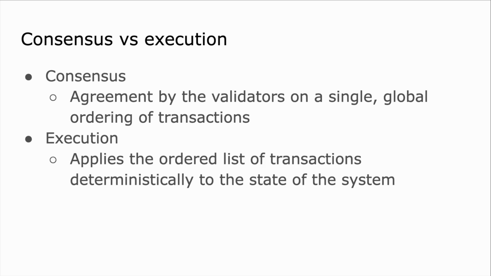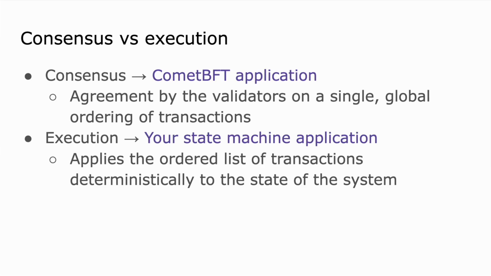And then the execution part. The execution engine takes that ordered list of transactions and deterministically applies them to the previous state of the system. So given the same initial state and the same ordered transactions, every replica computes the same next state. In Ethereum land, they call these the consensus layer and the execution layer. And this separation is one of the things that makes CometBFT so powerful as a tool.